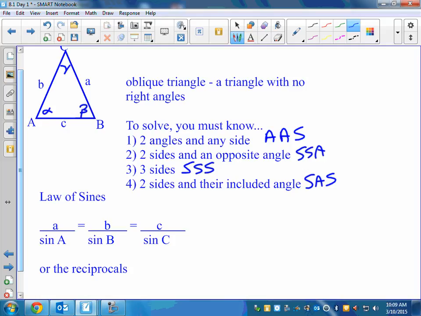It's also true to flip it around, which means the sine of angle C over side C is equal to the sine of angle B over side B, which is equal to the sine of A over side A. Why would you want to flip it around? I always say, whatever I'm solving for, put on top. It doesn't matter. Those are the same thing when you flip them around.